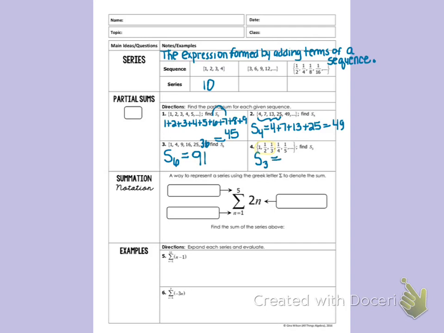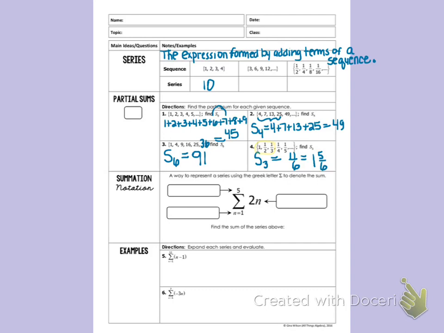S sub 3 would be adding 1 and adding a half, and then adding a third. And of course we would need common denominators for that. And hopefully you got 11/6. Or you could also say that's 1 and 5/6. No particular format we need to have it in. Oh, they are expressed as fractions, so 11/6 is fine. You definitely don't want decimals if the terms in the sequence are fractions to begin with.